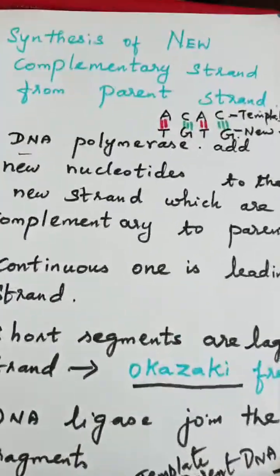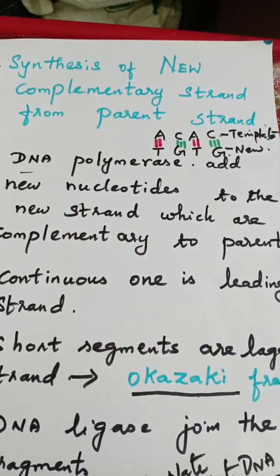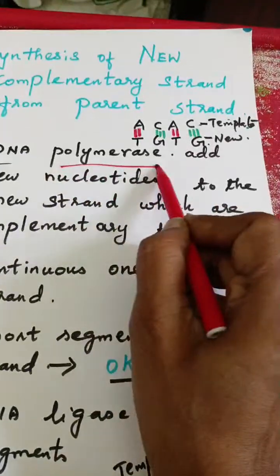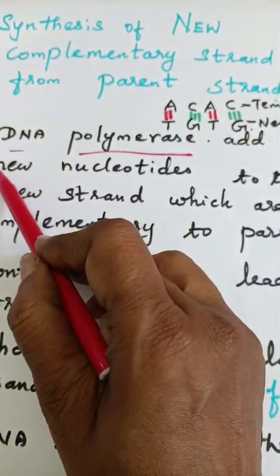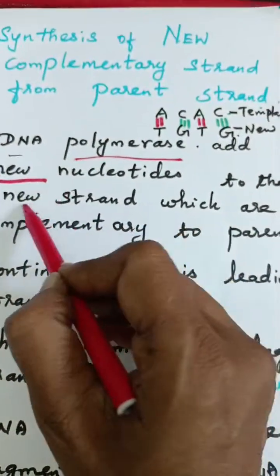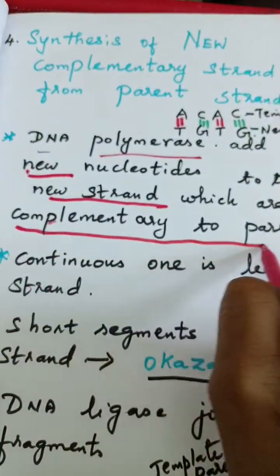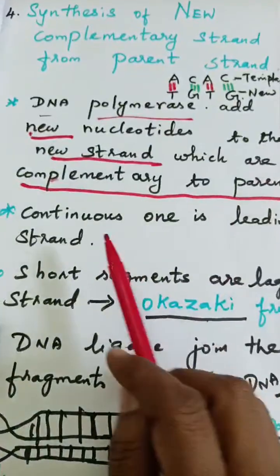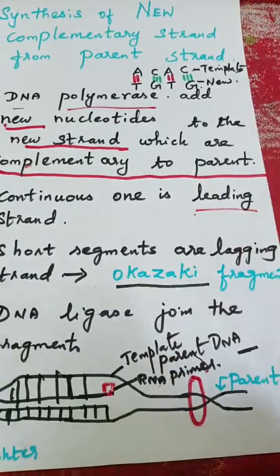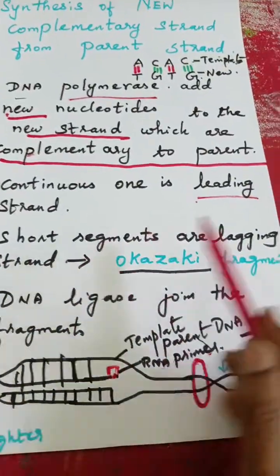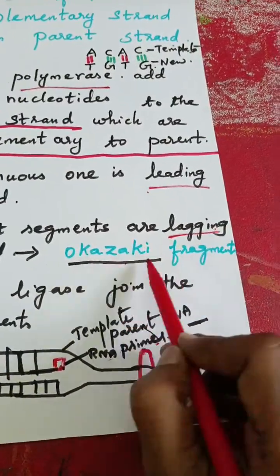So the fourth step is synthesis of the complementary strand from the parent strand. So what is the enzyme playing the role? It is the DNA polymerase enzyme. It will add the new nucleotides so that it will get the new strand which is complementary to the parent. Is that clear? And then there will be the continuous production of the strand, that is known as the leading strand, and then the short segments are known as the lagging strands. So these lagging strands are called Okazaki fragments.